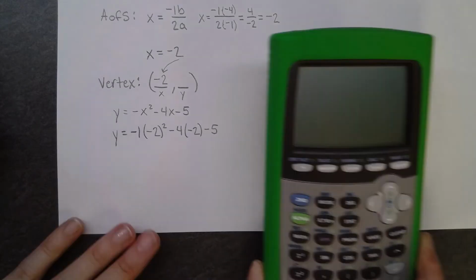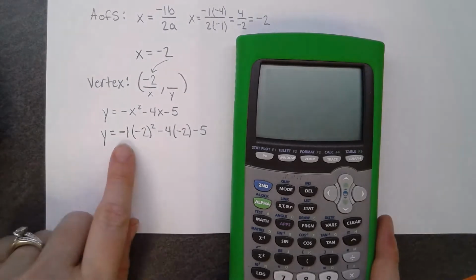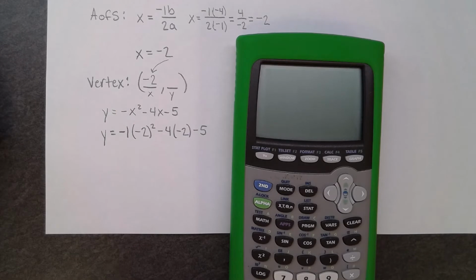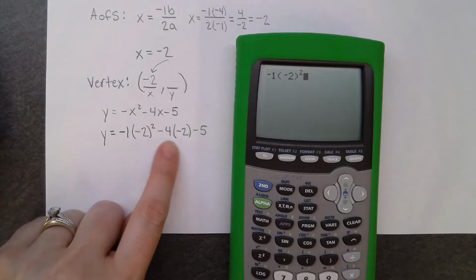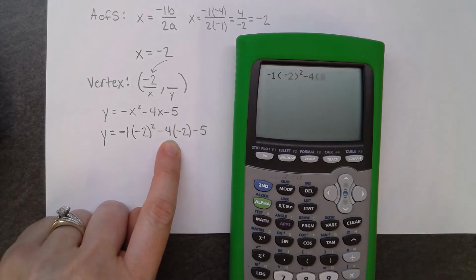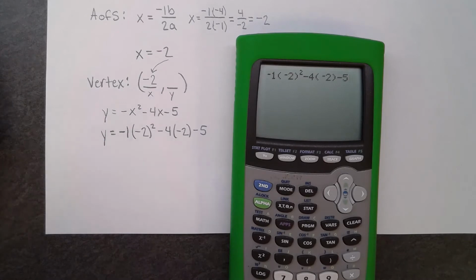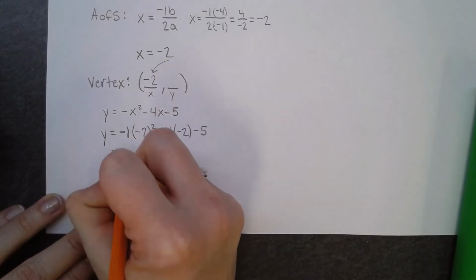And then really at this point, I recommend using your calculator. It knows order of operations and will work this out correctly. So once you set it up, type it all in the calculator. Of course, type it in correctly and let it work out the order of operations for you. So negative 1 times negative 2 squared minus 4 times negative 2 minus 5. Setting all that up, making sure everything is written correctly, and that gives us a value equal to negative 1.